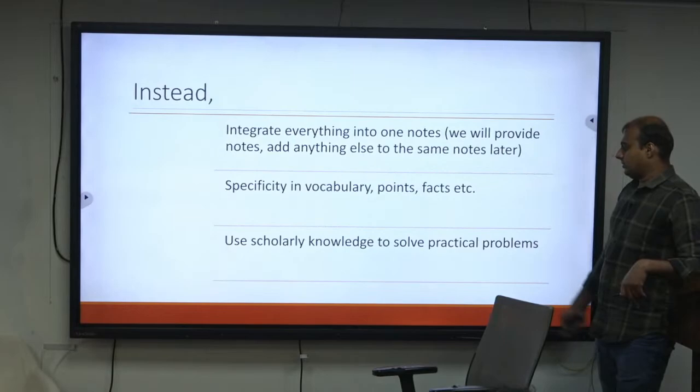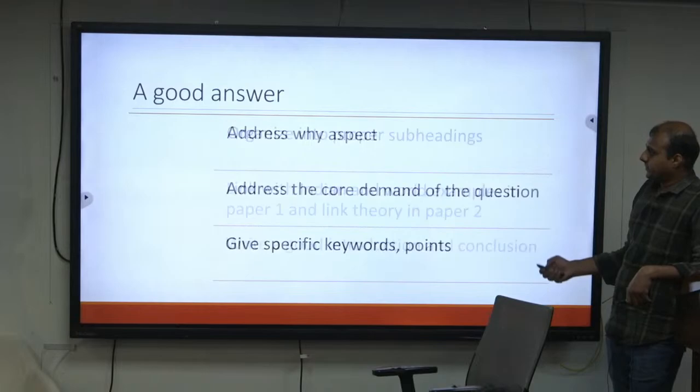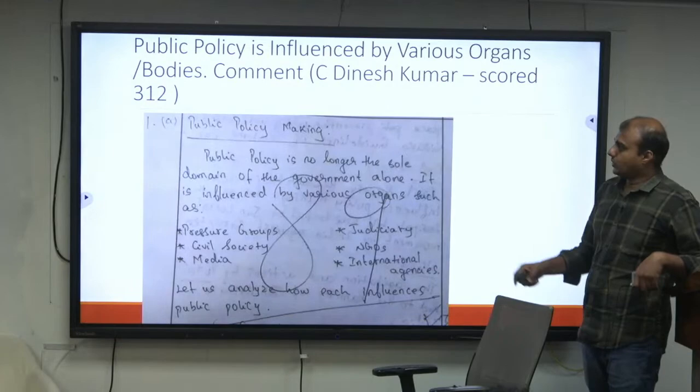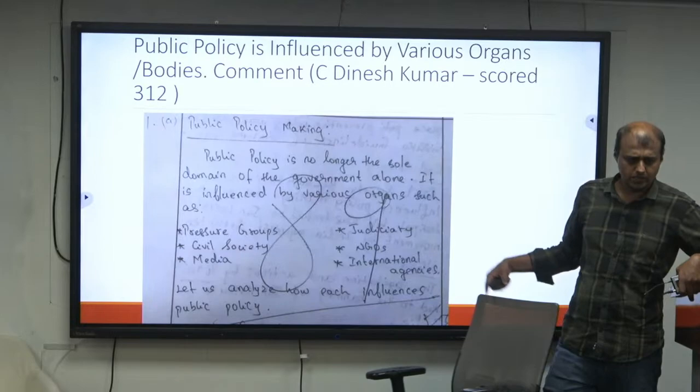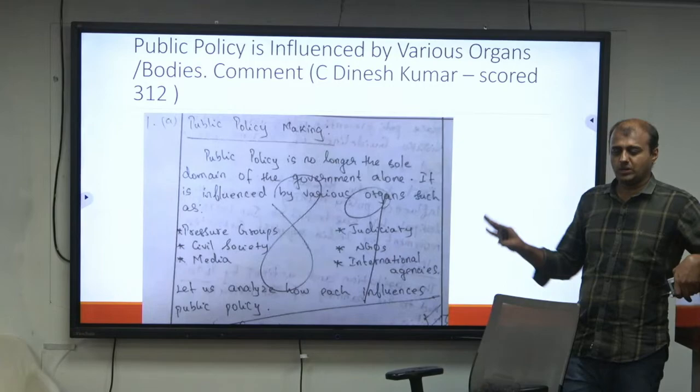I've already broadly told you about specificity in vocabulary, all those aspects. So directly, rather than doing it theoretically, I'll show you how to write an answer. This is about some person called Dinesh Kumar, who had scored 312, I think the 2018, 2019 topper. So how to write an answer? One basic answer we have put, just to give you an idea.